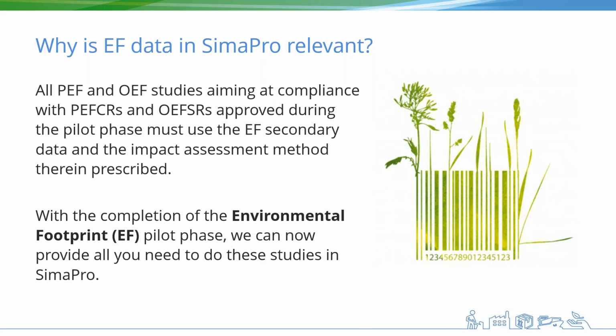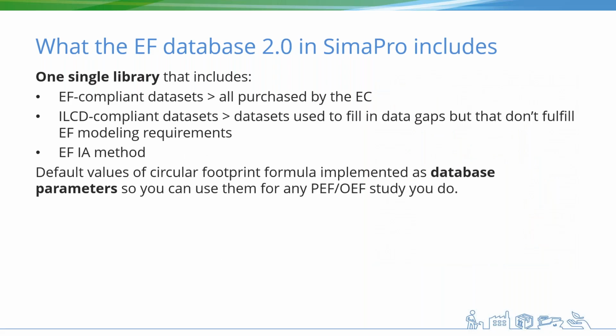And we facilitate this for our SimaPro users by providing this data already in a format that is ready for you to go and use. So what does the EF database 2.0 in SimaPro include? In fact, we have one single library project, and this library project includes the following.